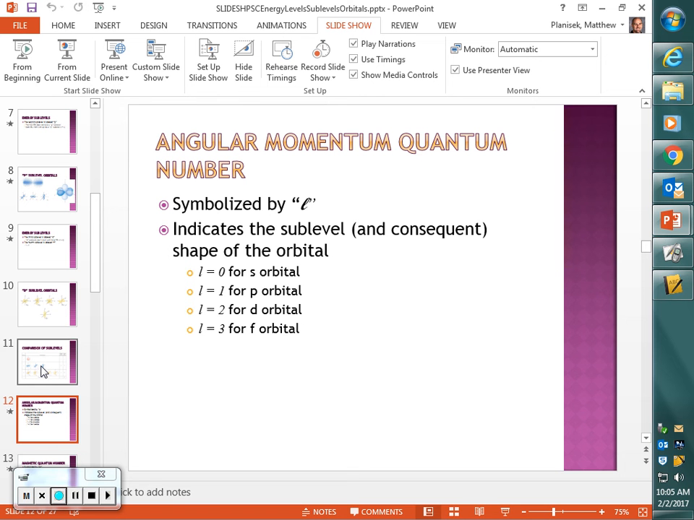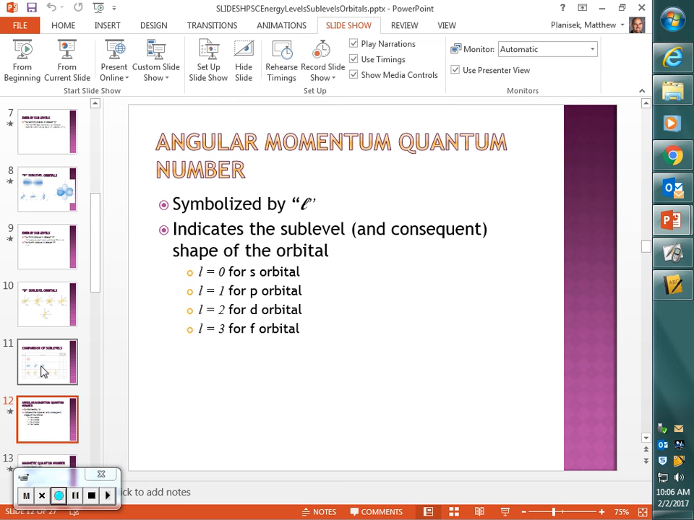L is equal to 1 for p orbitals. Then for d orbitals, L is equal to 2. And then for f orbitals, L is equal to 3. And that's all summarized right below that chart. Okay? All right. Good so far. So we haven't talked about F yet, and we're not going to spend a whole lot of time talking about F because they're pretty complex and hard to draw, and they don't show up until we get to some pretty big atoms.